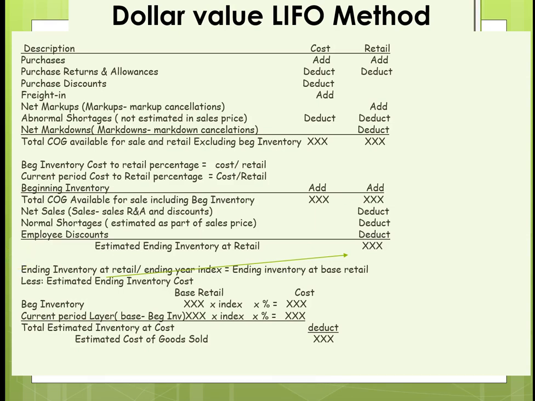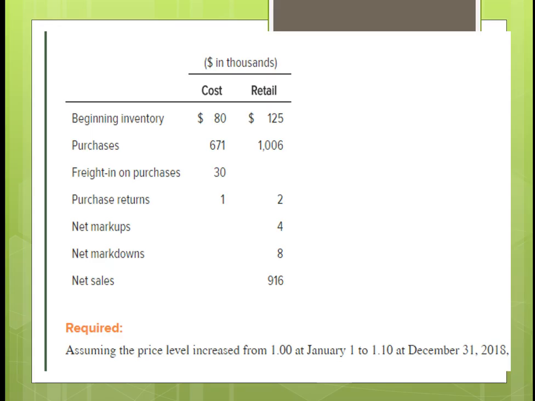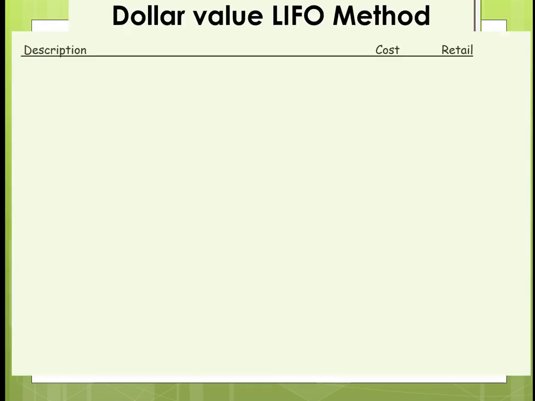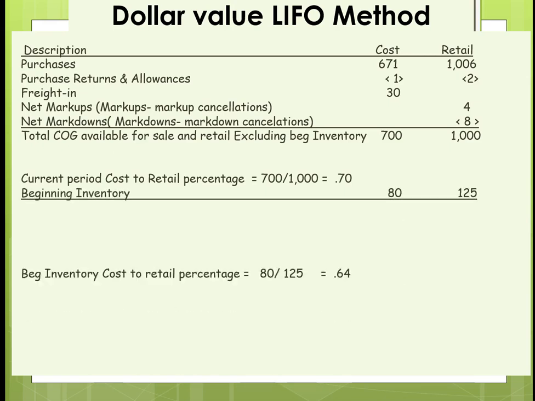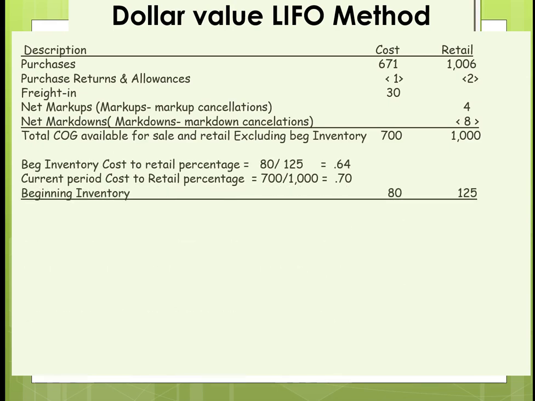Now let's take a look again at our problem. In this case, we have an index of 1.1. So now we're going to first come up with what our layer was that was added during the period. So in this case, we added 700 at cost and 1,000 at retail. That's going to give us 70% as our current period retail percentage. And then we're going to come up with our percentage for our beginning inventory.